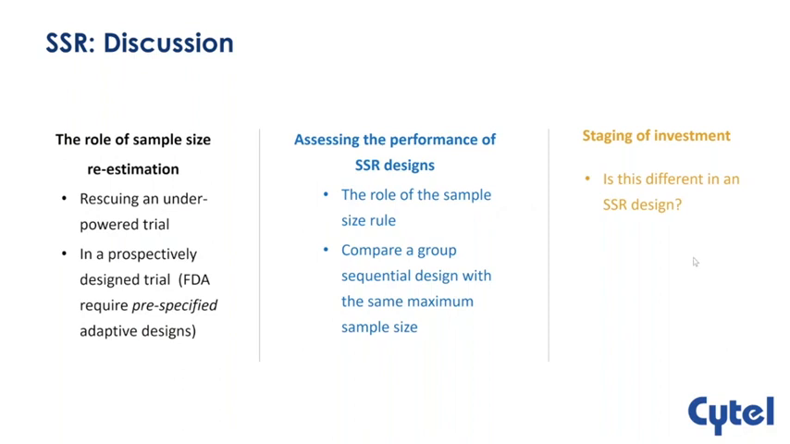Another question that may come up is, well, is it possible to stage investment in a different way with sample size re-estimation? Do you get to decide whether you need your last tranche of funding in a different way? But I think actually the scenario is very similar. Whether you increase the last stage sample size or whether you run the last group of a group sequential design is really a very, very parallel sort of choice.